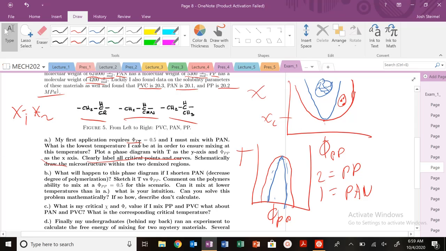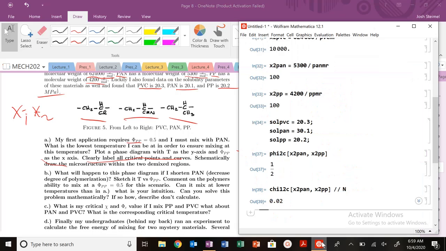What's the lowest temperature I can be at in order to ensure mixing at this composition? So if I'm at a value of 0.5, which is what we're asked for here, what's the lowest temperature at which you can mix? That's just going to be correlated to that. The lowest temperature before remixing is going to be this critical temperature, this T sub C. So to calculate T sub C, we know how to do that. That's just using this Hildebrand expression.